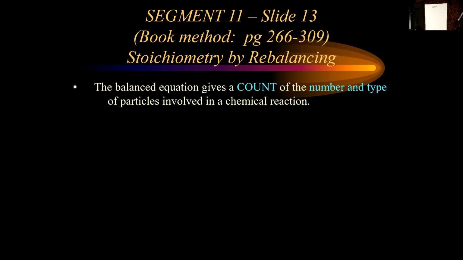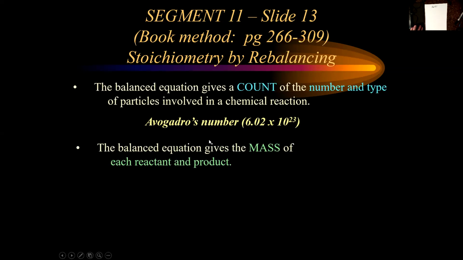It's based on the concept that an equation gives a count of the number of particles of every type that's involved in the chemical reaction. And that number we count as moles, and it means 6.02 times 10 to the 23rd particles of whatever we're looking at: atoms, molecules, ions, whatever. A mole of anything is 6.02 times 10 to the 23rd of them.